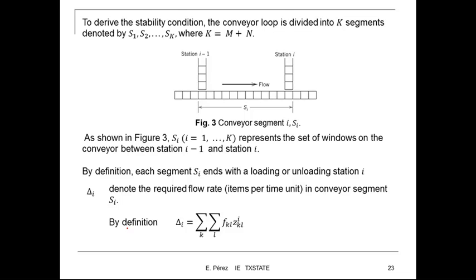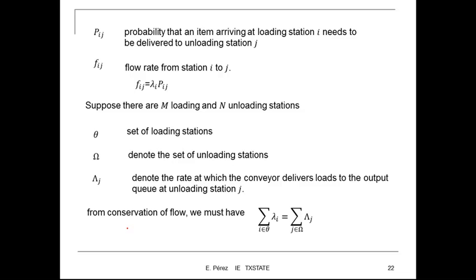Okay, so to derive the stability condition, the conveyor loop is divided into k segments denoted by S1, S2 up to Sk, where k is equal to m plus n. We go back here, m is the number of loading stations and n is the number of unloading stations.